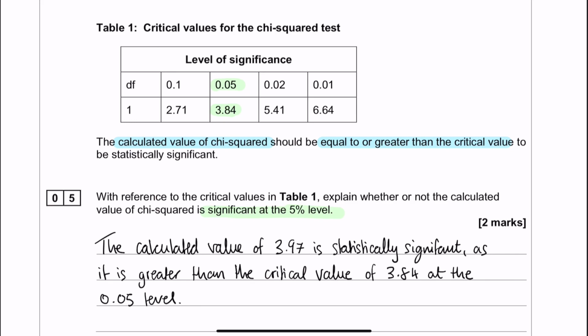Okay, don't forget that last little bit. You need to specify what the significance level is. Okay, and those are your 2 marks.